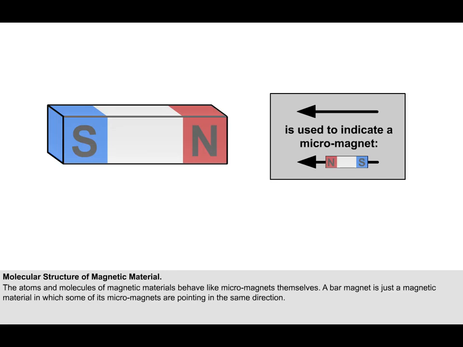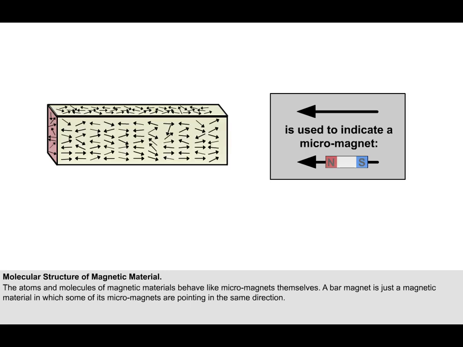A standard bar magnet is just a magnetic material, such as iron or steel, in which some of its micromagnets are pointing in the same direction. If the micromagnets are all pointing in random directions, their fields cancel one another out. So an iron bar, which does not behave like a magnet, is depicted like this, with its internal micromagnets all pointing in random directions.